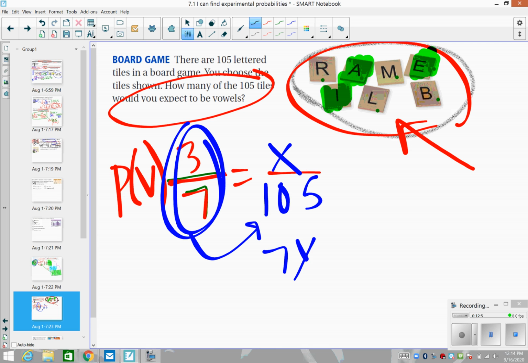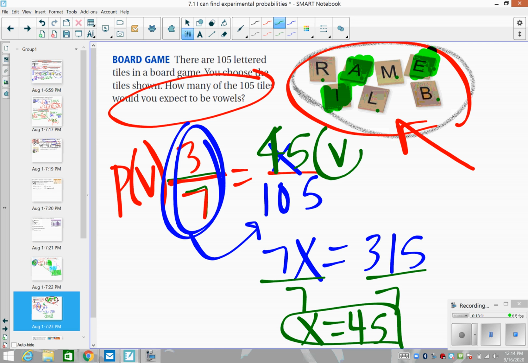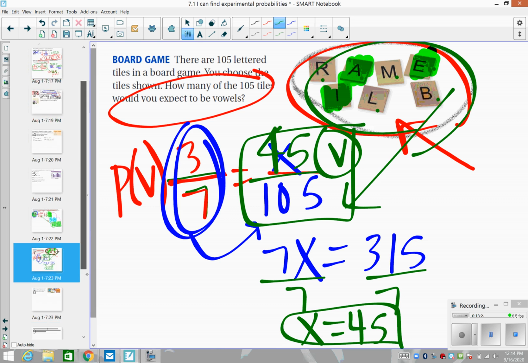So we get 7x is equal to 315. Cool. Isolate, divide by 7. We're looking for how many vowels we would predict out of 105. You should be doing it. My prediction then is that we would end up with 45 vowels out of the entire board game of 105. So that's using the experiment of drawing 7 to make a prediction for the entire game board. It's really called sample size.